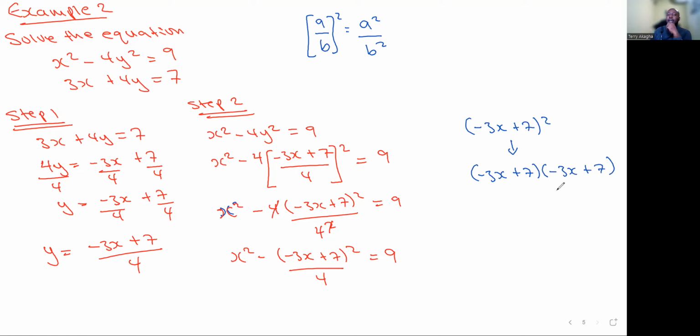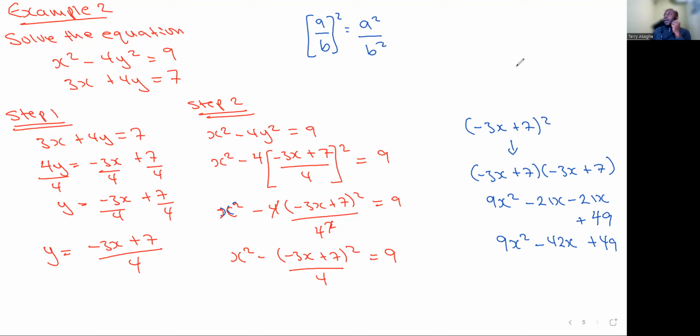So let's open the bracket. Minus 3x times minus 3x will give us 9x squared. Minus 3x times 7 will give us minus 21x. 7 times minus 3x is minus 21x, and 7 times 7 is 49. So that will give us 9x squared minus 21 minus 21 will give us minus 42x plus 49.